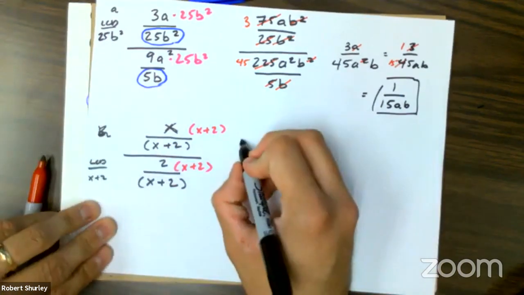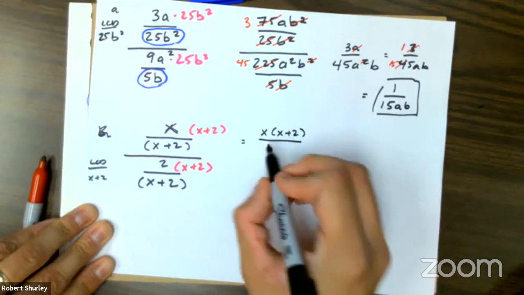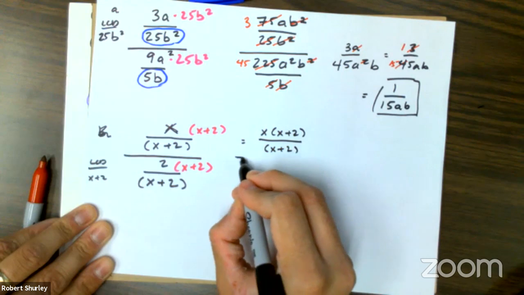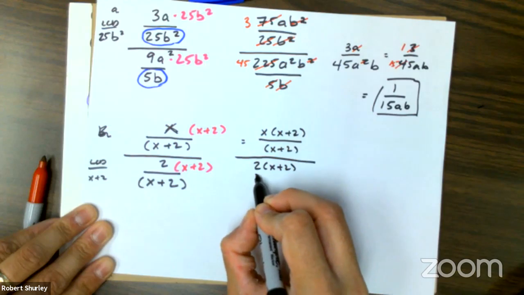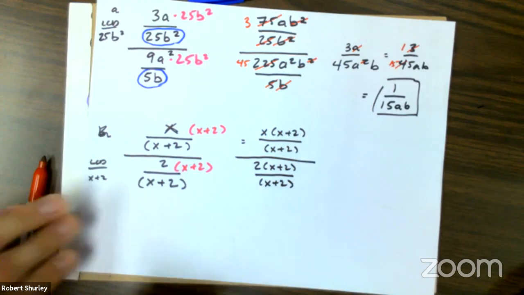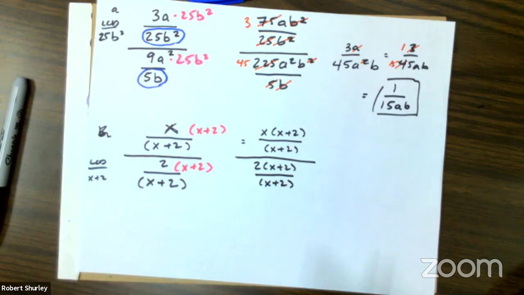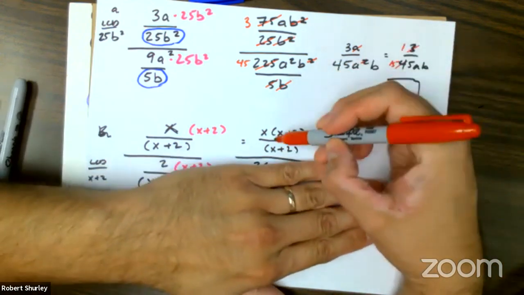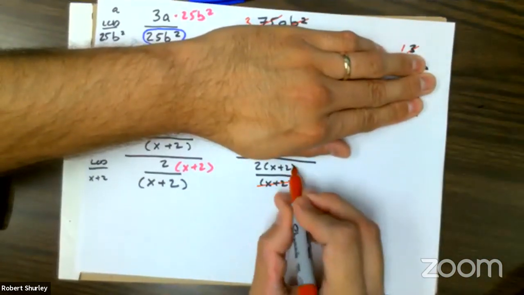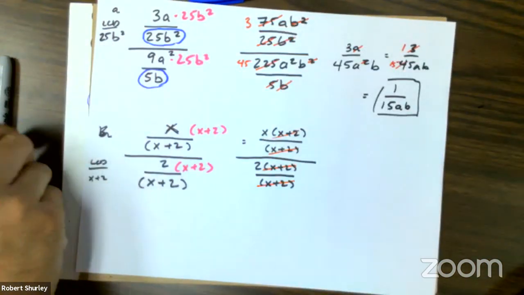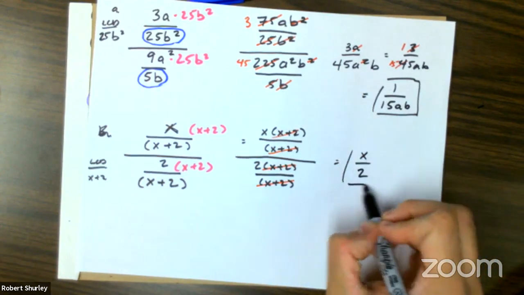Now, let's write it out. I'll add the additional step here. So we've got x times x plus 2 over x plus 2 divided by, so the big fraction, 2 times x plus 2 over x plus 2. Okay? And what happens, we're going back to what we did in 6.1 on Monday, right? If you look at this numerator, these two cancel because they're the exact same. And if you look at this denominator, these two cancel because they're exact same. So it leaves me with x over 2, right? That's it.